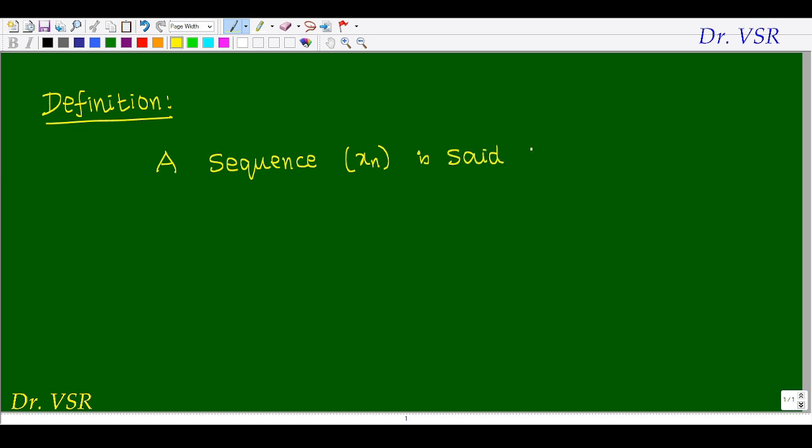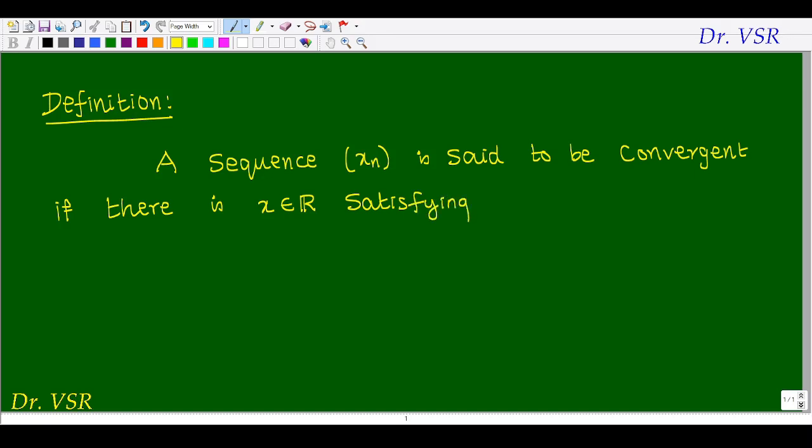be convergent if there is x belongs to R satisfying the following property.